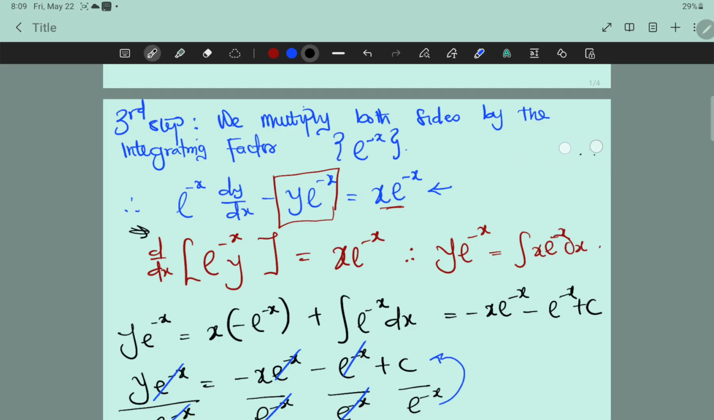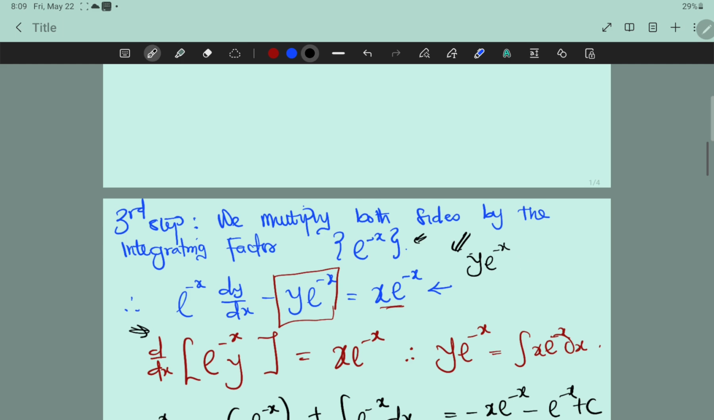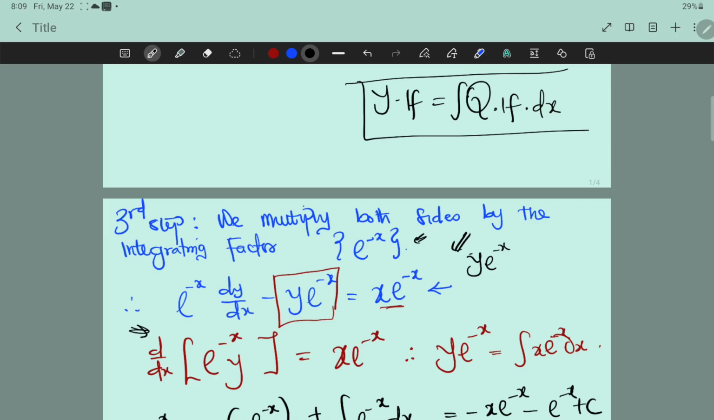Let me explain. If you look at this particular example from here, what was our integrating factor? If you can remember, our integrating factor is e to the power of minus x, right? Now let's multiply that by y. That's y e to the power of minus x, right? Because the law I want to use now says y multiplied by the integrating factor is equal to the integral of q multiplied by the integrating factor multiplied by dx. This is a law.